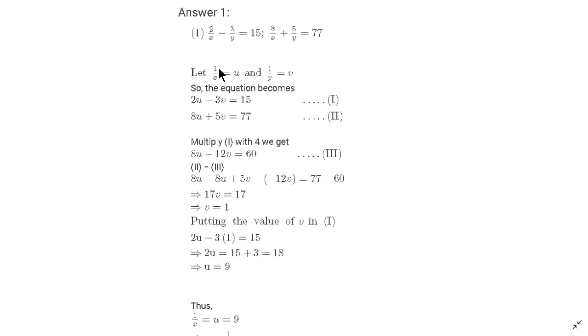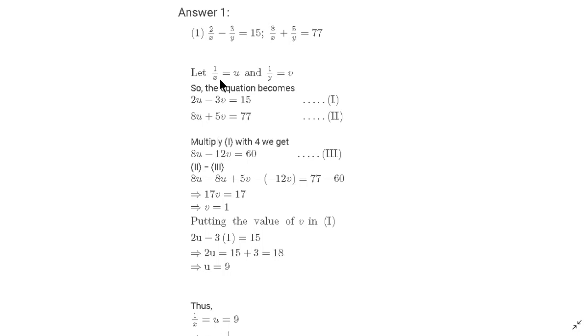So if we substitute 1 upon x, this 2 by x is actually 2 multiplied by 1 upon x. Similarly, here minus 3 is multiplied by 1 upon y. These are written in non-linear format. Similarly here, 8 is multiplied by 1 upon x, and 5 is multiplied by 1 upon y. So instead of having x, there is 1 upon x.